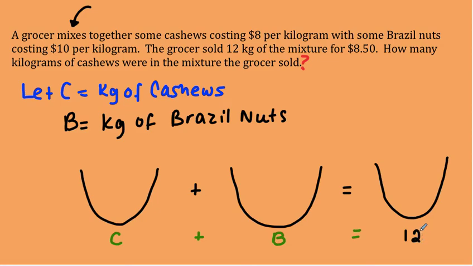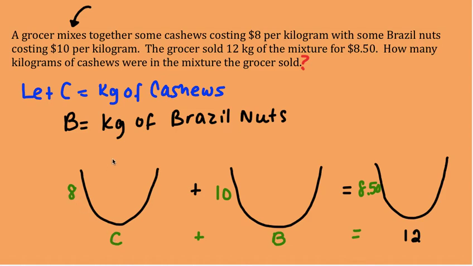All right, then we've got to talk about the price. Well, the price I put on the right side of my bowls, because the price in this case, so $8, $10, and $8.50, is important because if we're trying to find out how much we're paying in total, we take that price and we multiply it by the number of kilograms we have. But since that's unknown, we have to mix it with our variable.